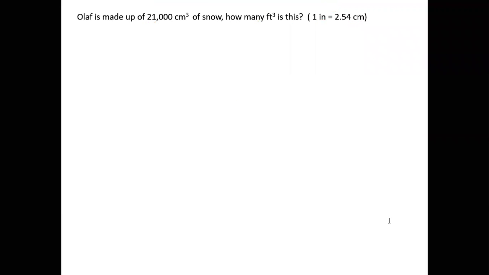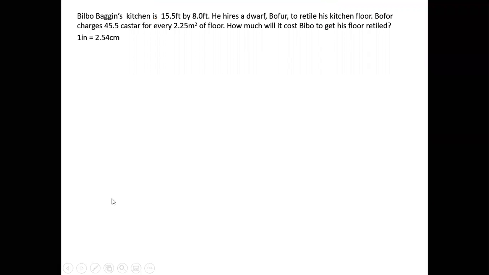So that was just kind of a warm-up. Now we get to a little bit more advanced dimensional analysis problem. So here we have Bilbo Baggins. He has a kitchen. It's 15.5 feet by 8.0 feet. He hires a dwarf Beaufour to retile his kitchen floor.